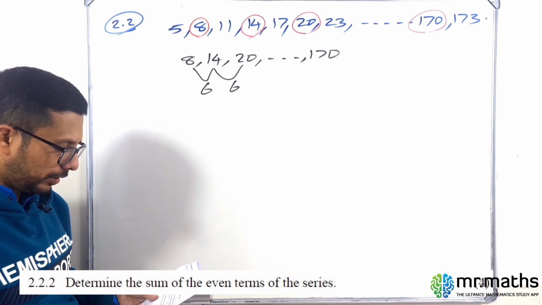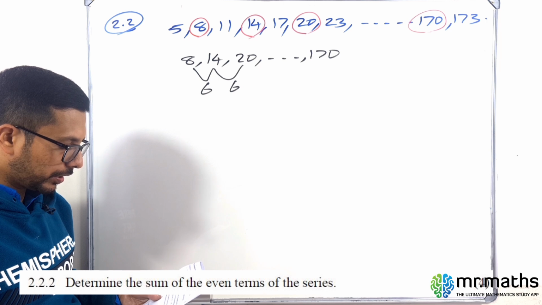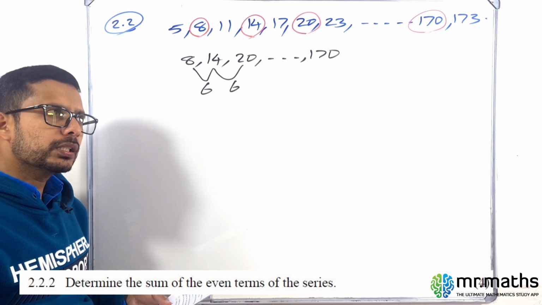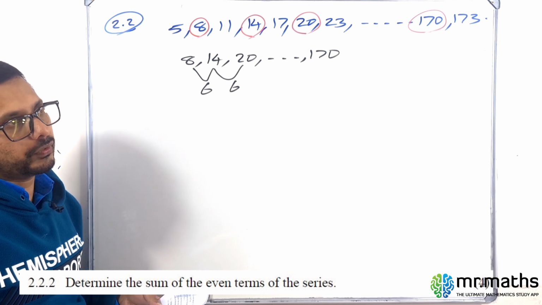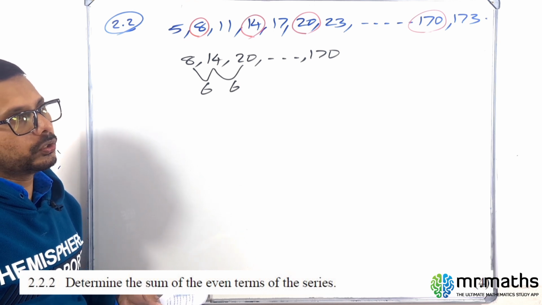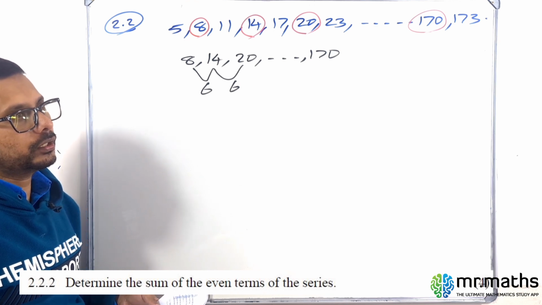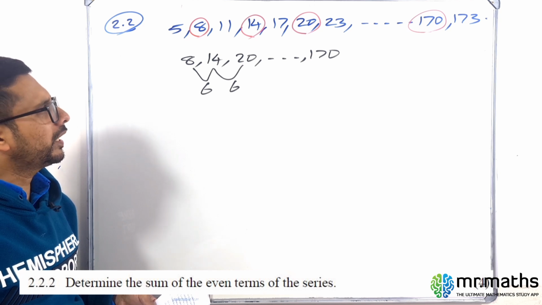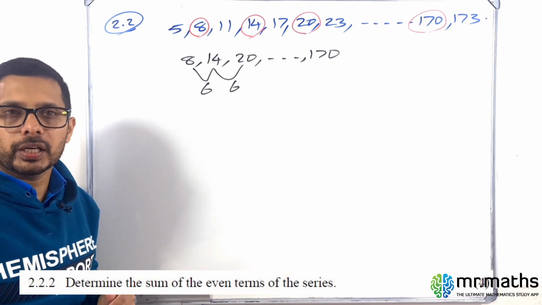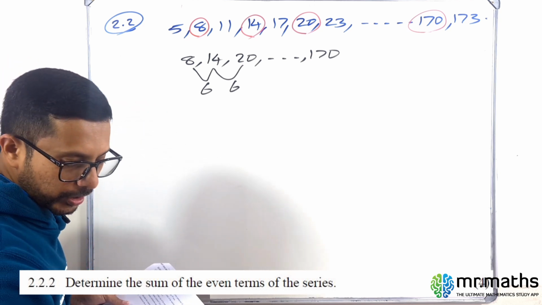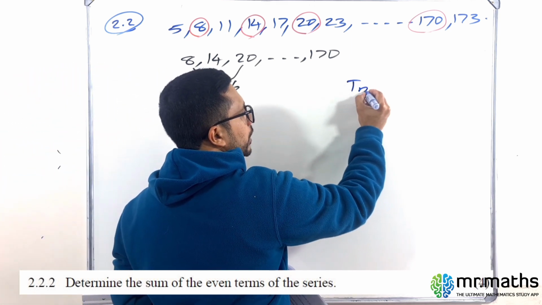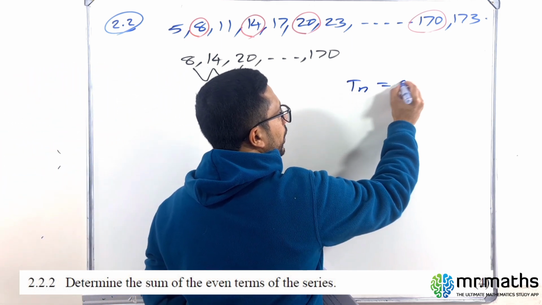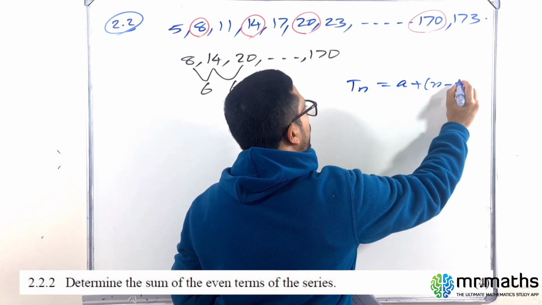Here the previous question, what was our answer? N is equal to 56. Is it 56 or 57? 57. Okay, so I think 29 terms. Anyway, we can try to find the Tn just to avoid mistake. How can we find Tn? Tn is equal to, just like what we did in the previous question, a plus n minus 1 into d.